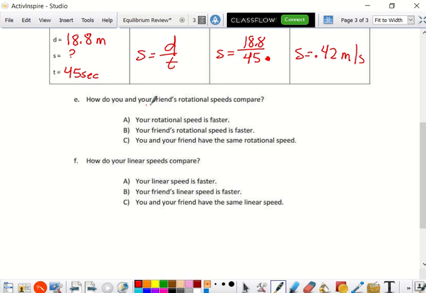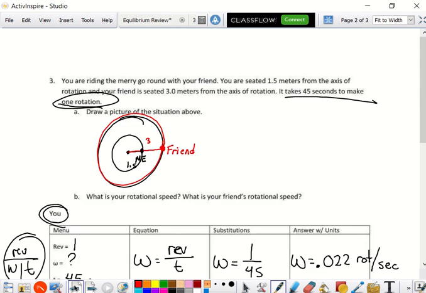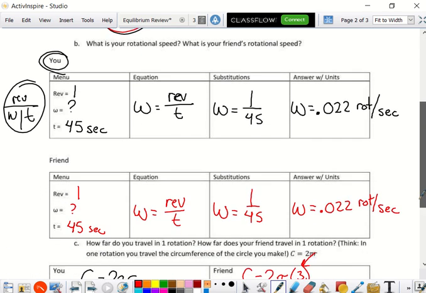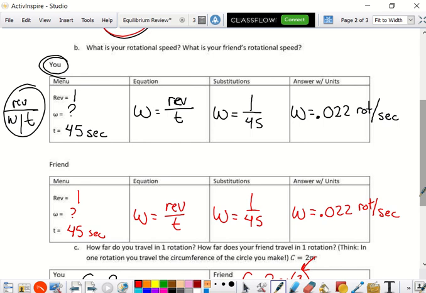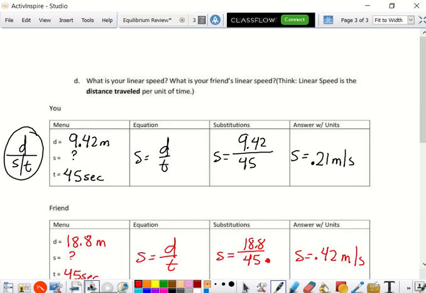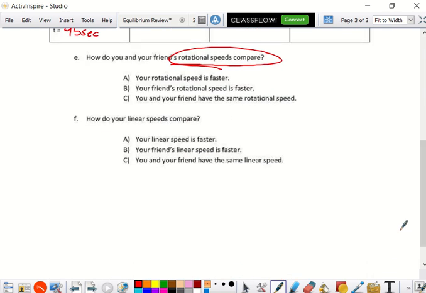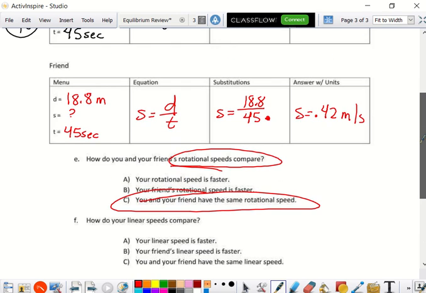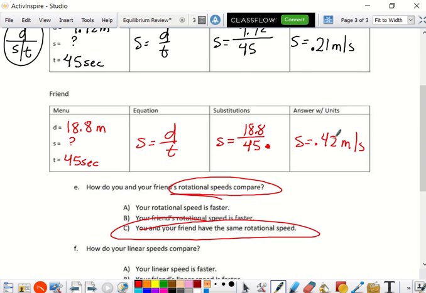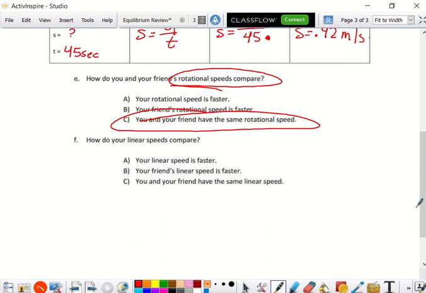All right. How do your rotational speeds compare? That's on the last page. If we're looking at rotational speeds, we both got 0.022, so we have the same rotational speed. Linear speed, my friend was 0.42 and I was 0.21, so they were faster. They were going 42 centimeters, so my friend is faster. All right, next step, move on to circular motion worksheet number 2.